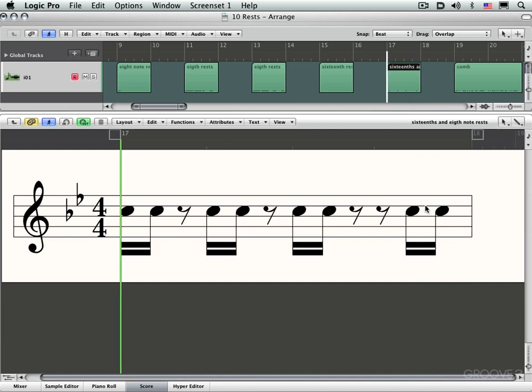So again, just to reiterate, these eighth note rests can fall either on the first half or the second half of the beat, the downbeat or the upbeat of the beat. Same thing with these groupings of 16th notes. They can fall either on the first 2 16ths or the last 2 16ths, like in this example.